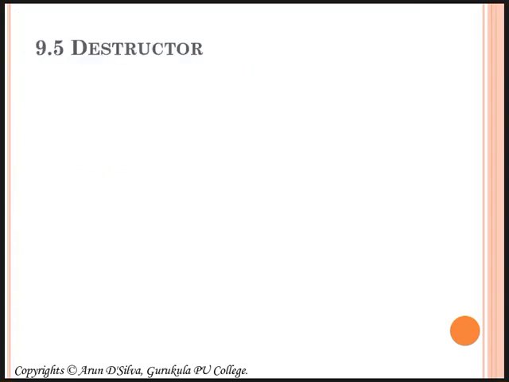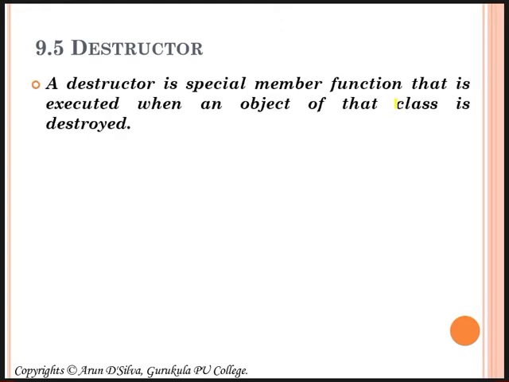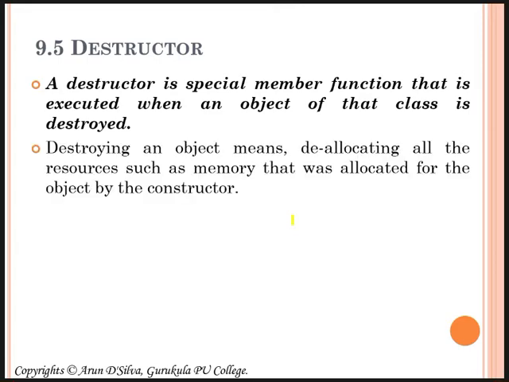Moving to the next concept, that is the destructor, the last concept of this chapter. A destructor is a special function that is executed when an object of that class is destroyed. So this function will be automatically executed when the object of that class is destroyed. Destroying an object means deallocating all the resources, such as memory, that were allocated for that object by the constructor.